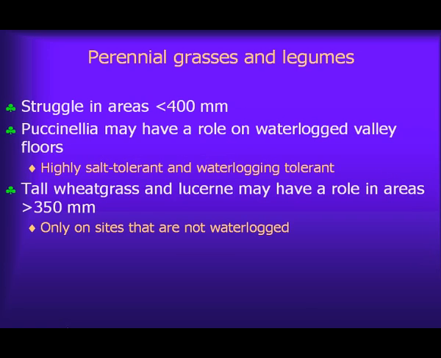In terms of the perennial grasses and legumes, they tend to struggle anyway in areas of less than 400 millimetres. Puccinellia can have a role on waterlogged valley floors. It needs waterlogging really to perform, and it is the most highly salt tolerant and waterlogging tolerant of the commercially available grasses. Tall wheatgrass and lucerne may have a role in areas more than 350 millimetres, but only on sites that aren't waterlogged.